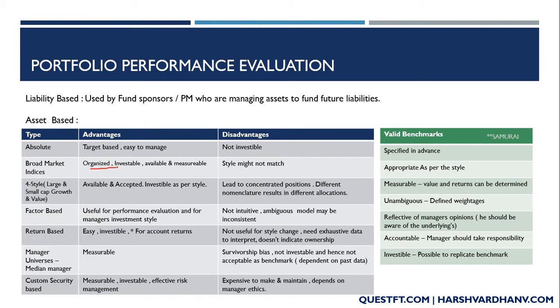Broad market indices are organized, investable, available, and measurable. Obviously, the S&P is an example, and Nifty is an example. So these are broad market indices, and these are available for investments and measurable. The only disadvantage is that the style might not match. Okay, this is very easy to understand, but very crucial also.